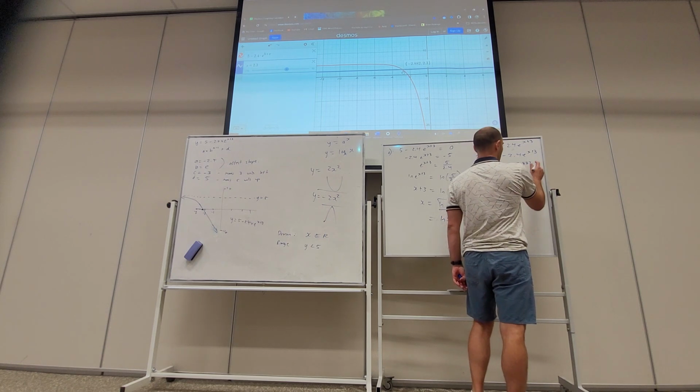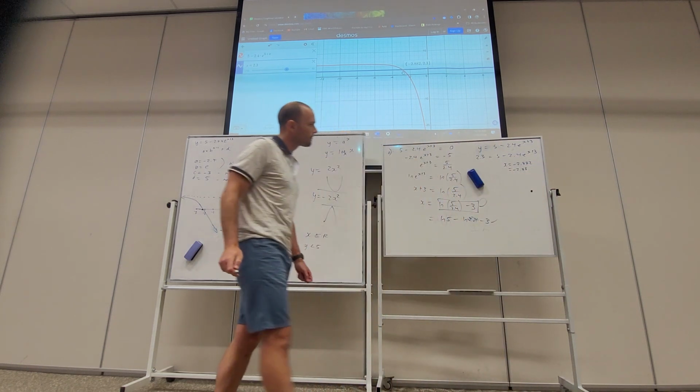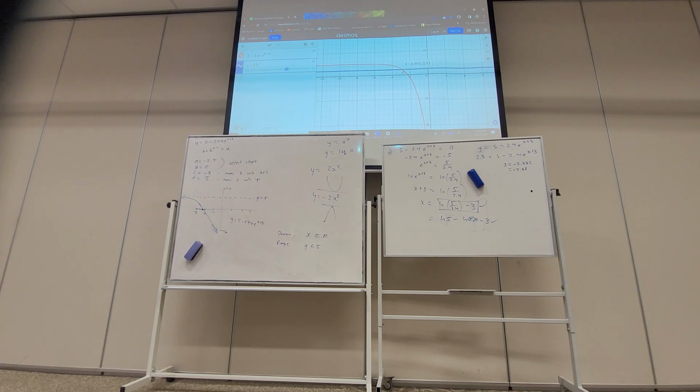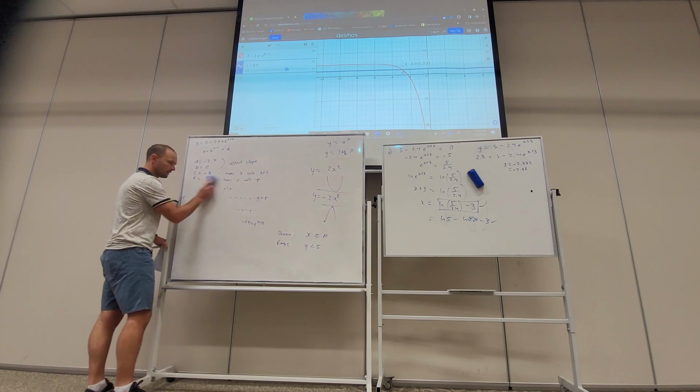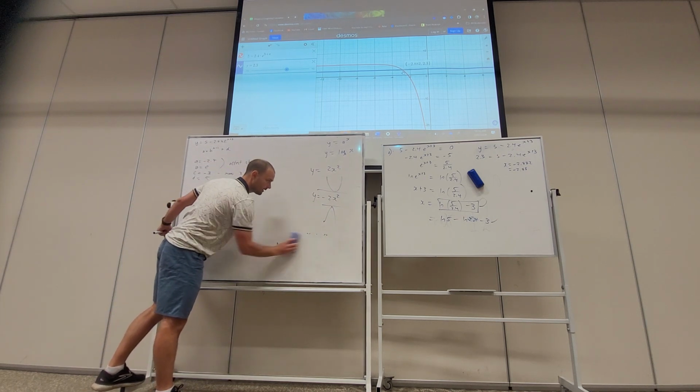Simplifies to round to minus 2.888. Okay, so that's a recap. We've done some exponential functions before. All right, let's move on to the logarithmic function. Unless anyone wants to ask a question about any of that?